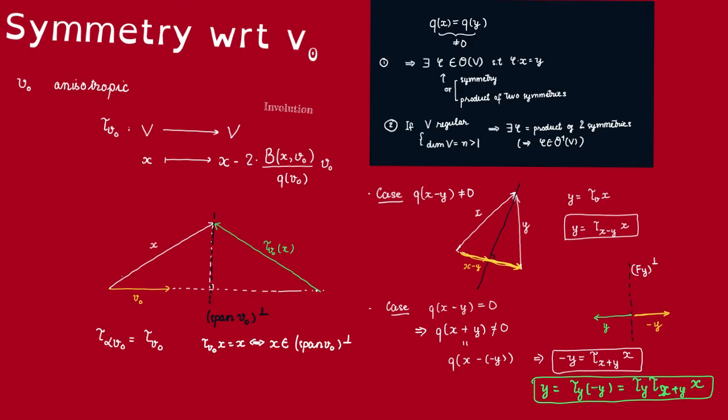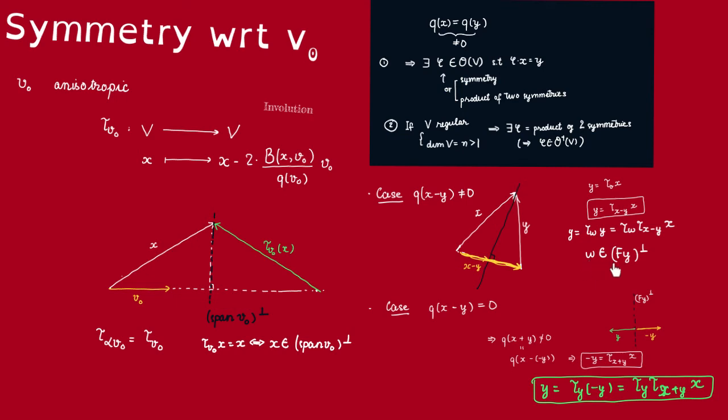Well, let's review here. We see here that this reflection fixes this x here if and only if the v naught and the x are perpendicular to each other, orthogonal to each other, right? So if we pick any w that is orthogonal to the span of y, then this transformation tau w of y must be equal to y, because y and w are orthogonal, as we mentioned. And so we can get y from x via two isometries, because the second isometry doesn't do anything. Now, where did we use the fact that v is regular?